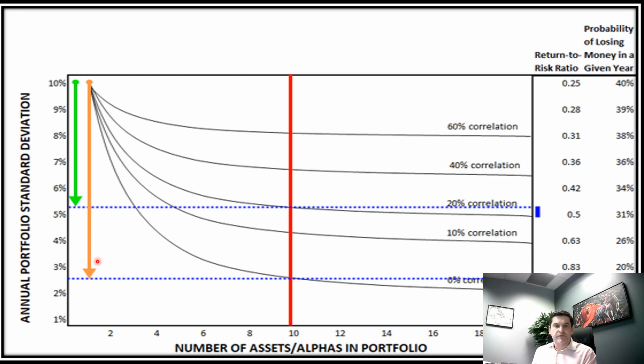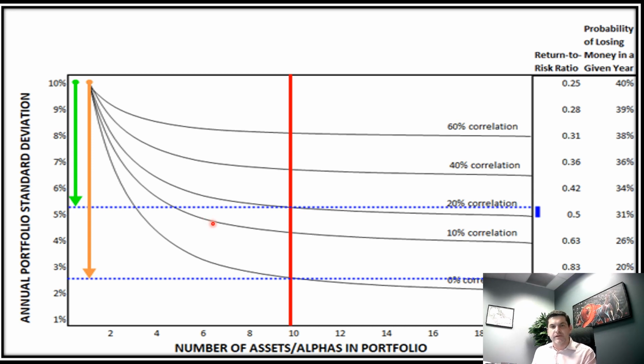But look what happens when we add alphas or asset classes and reduce the correlation. The gray lines are the level of correlation between asset classes. So let's say we have 6 alphas, 6 asset classes with 10% correlation. By doing that, one, we're reducing the overall standard deviation of the portfolio to under 5.